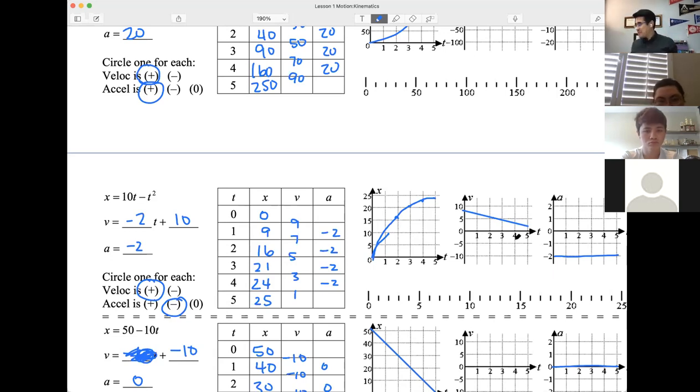Does this concept make sense? I think this is the most confusing part about this chapter. Bueno? Yeah. Okay.